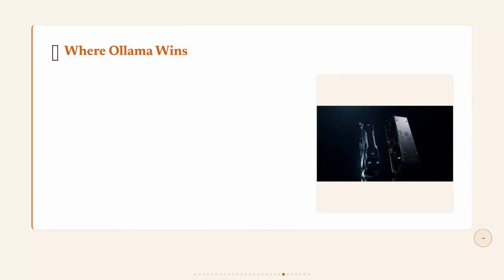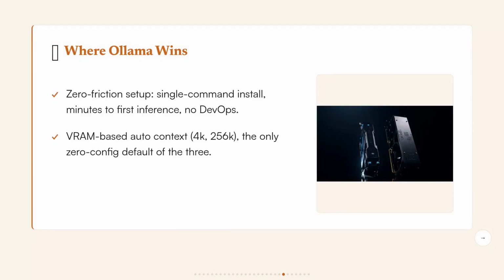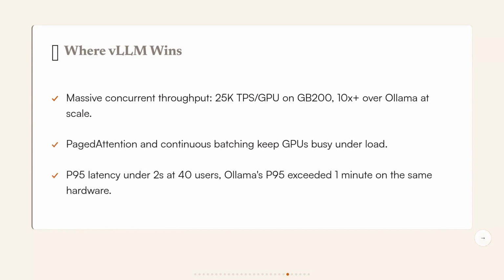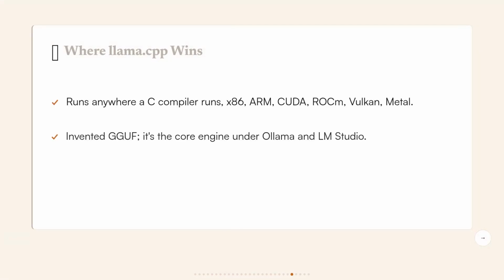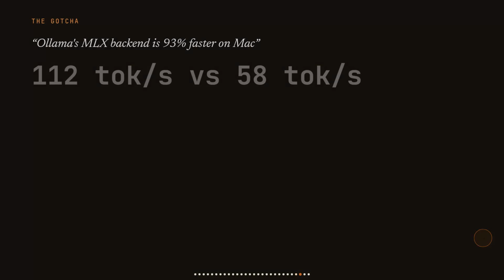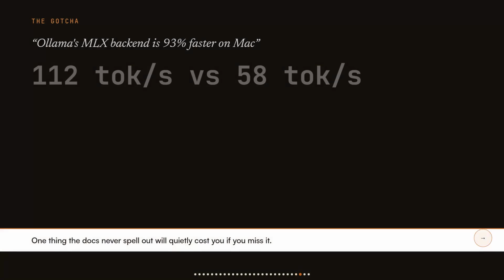Here is where Ollama clearly pulls ahead of the field. Now, here is where vLLM clearly pulls ahead of the field. Here is where llama.cpp clearly pulls ahead of the field. Pick the one whose single biggest strength matches the job in front of you today. One thing the docs never spell out will quietly cost you if you miss it. If this helped, the next breakdown on the channel goes even deeper.